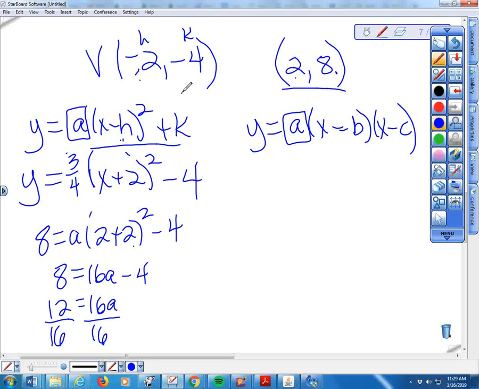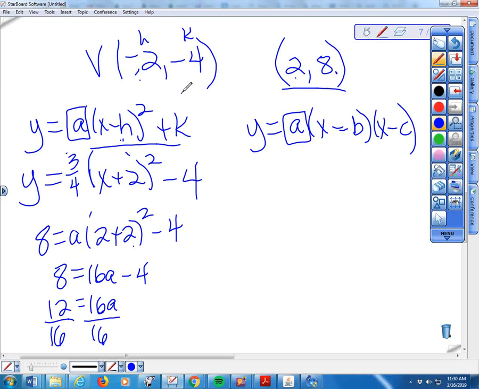And 3/4 means it's stretched or compressed. Which one is it? So we can get a unanimous decision here. Is 3/4 greater than or less than 1? Less than 1. If it's less than 1, it's compressed. If it's greater than 1, it's stretched. So this is going to be slightly compressed. It's going to be 3/4 of the normal.